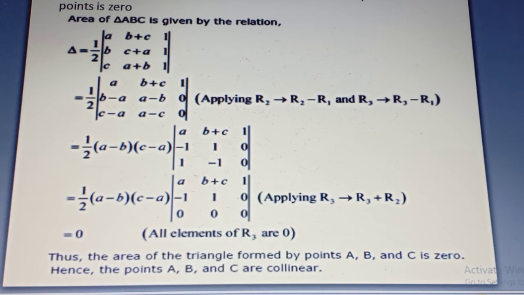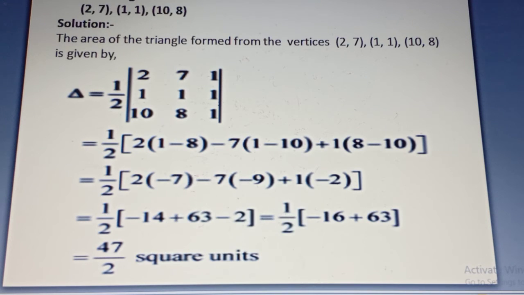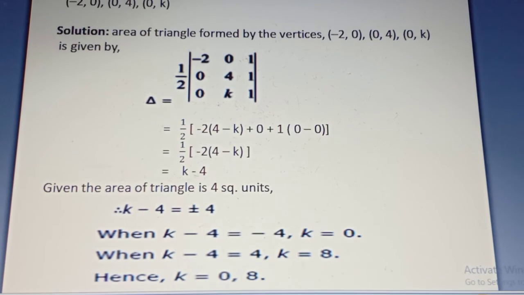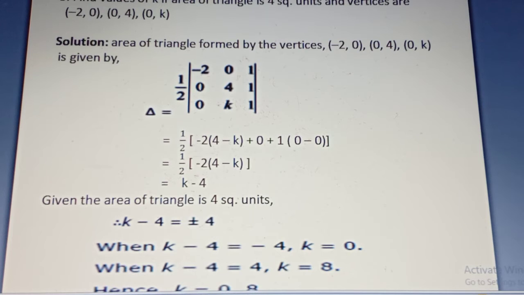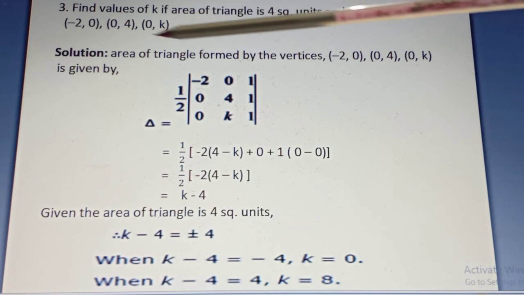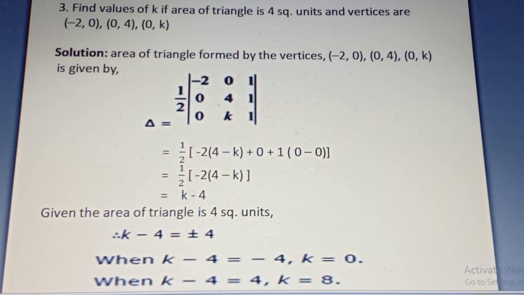So students, I hope all of you understood this question. Let us consider one more question. You can see on the screen. Find the value of k if the area of the triangle formed is 4 square units and the vertices are minus 2, 0, 0, 4 and 0, k. So students, we have to find the value of the unknown k, given that the area of the triangle formed by these 3 vertices is equal to 4 square units.